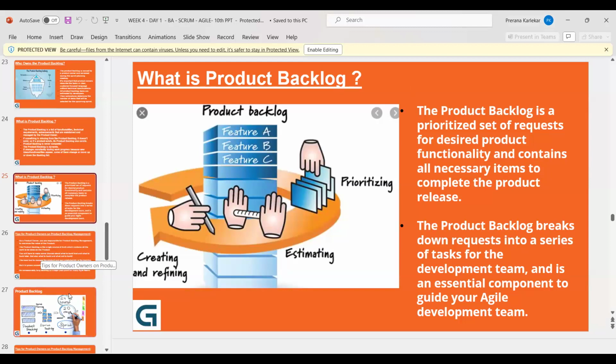Yeah, go ahead. So the product backlog is a prioritized set of requests for desired product functionality and contains all necessary items to complete the product release. Yeah, thank you so much for reading this out. And another person with another bullet point, please. The product backlog breaks down requests into a series of tasks for the development team and is an essential component to guide your agile development team. Yeah, thank you so much for reading this out.